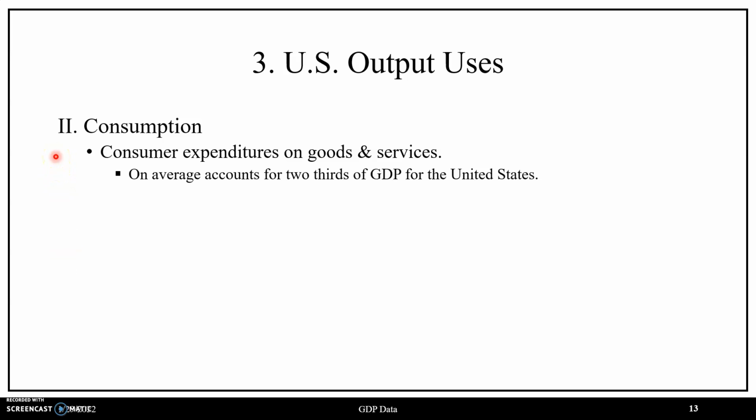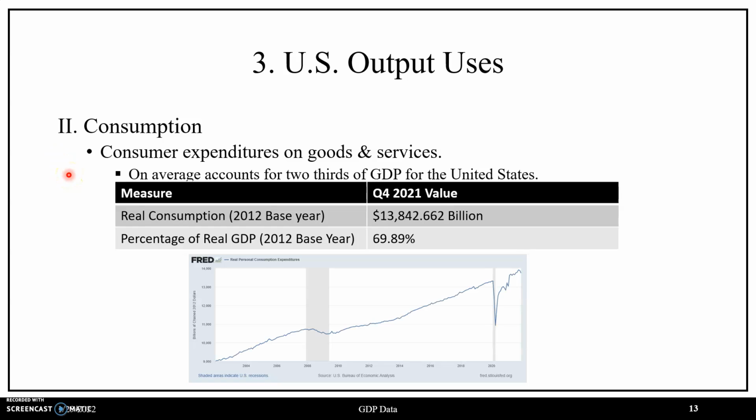be consumer expenditures on goods and services, where on average this will account for 2/3 of GDP in the United States. We're looking at our figures. Real consumption for Q4 2021, where 2012 is going to be our base year once again, had a value of $13,842.662 billion. And in terms of percentages of real GDP, it comprised about 69.89% of real GDP, which is in line with our 2/3 estimate.